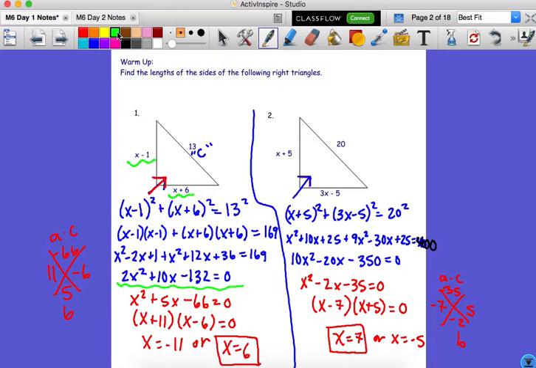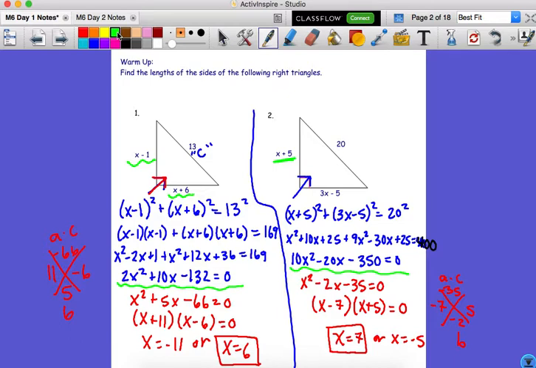Very similar process for question number 2. We've distributed, we've combined like terms, and then same thing here, all of these are divisible by 10. So we've divided that out, we factored to find that either x is 7 or negative 5. If I plug in negative 5 here, that gives me a 0 distance, which doesn't make sense for the context of the problem. So x equals 7 is our only valid answer.